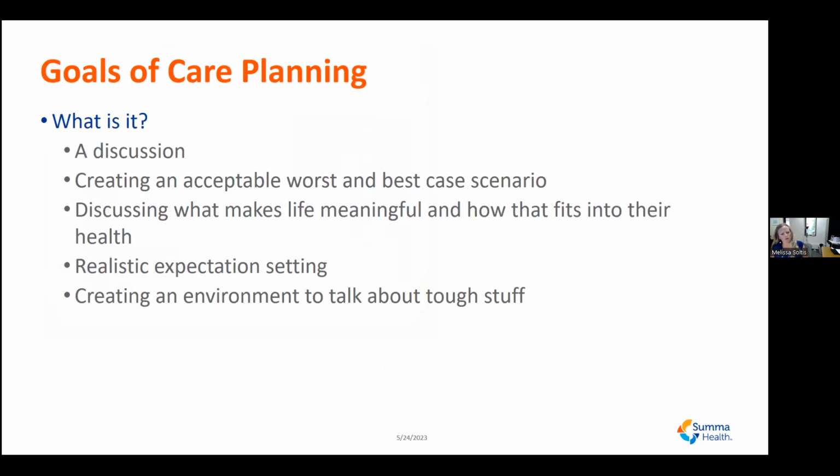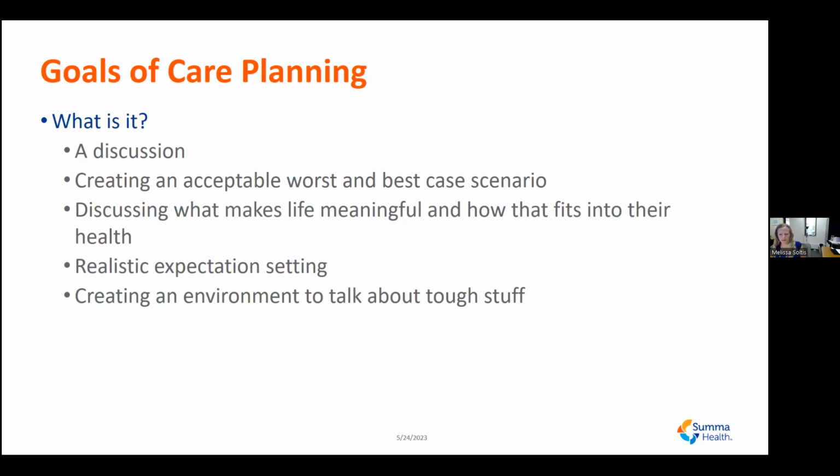So to pull apart goals of care planning versus advanced care planning, let's talk about goals of care planning first. Goals of care, simply put, to me, is just a conversation. It's a discussion. So it's talking about what is meaningful in an individual's life, and then really thinking about how that fits into their health, both current and potential future application. So it's that expectation setting. So we may have some idea of what's to come for them.